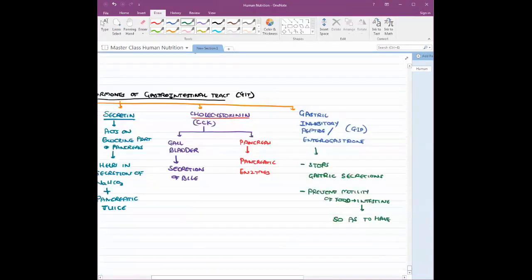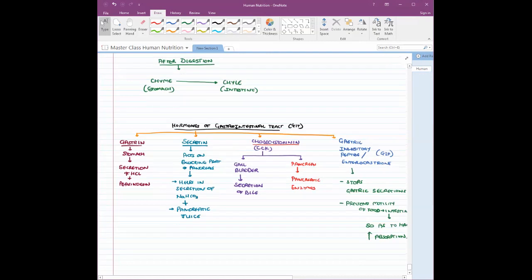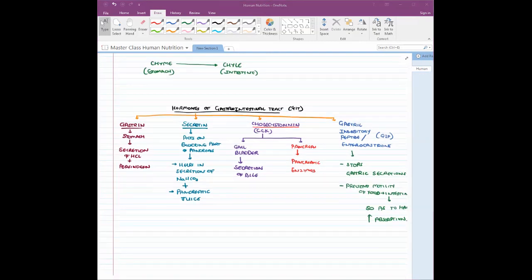Increased absorption. Okay, that's it. That is what we need to know with regards to the hormones of the GIT, gastrointestinal tract. Just have a look, guys. Just have a look.